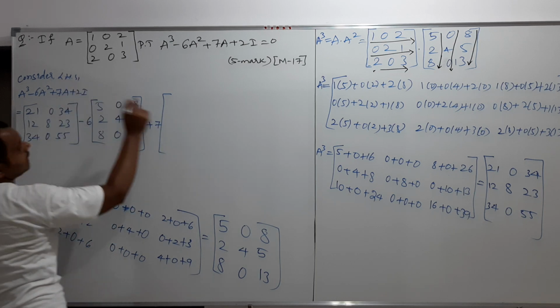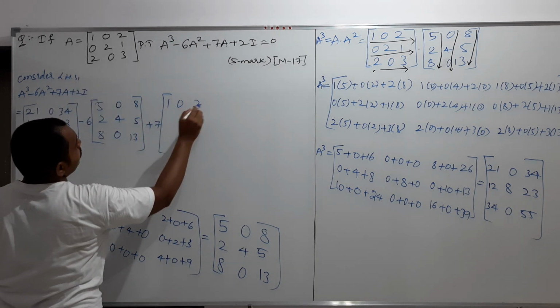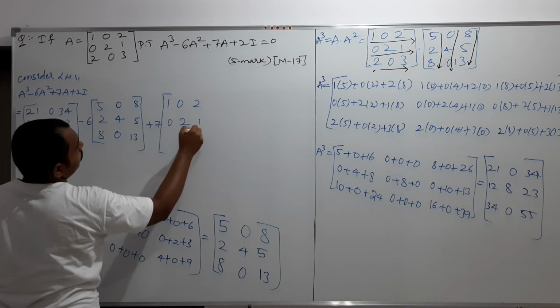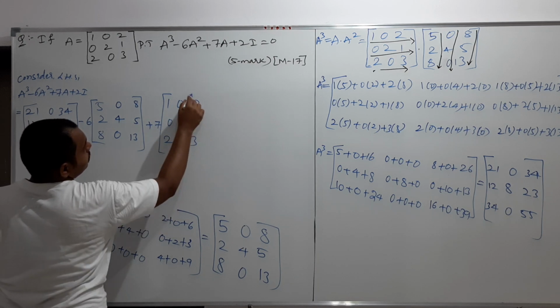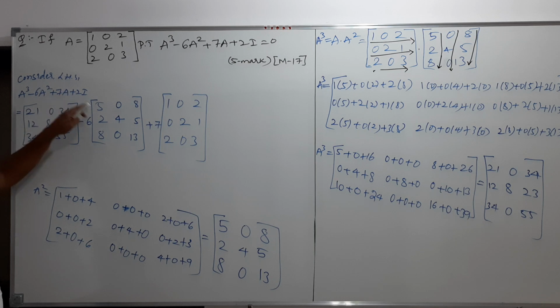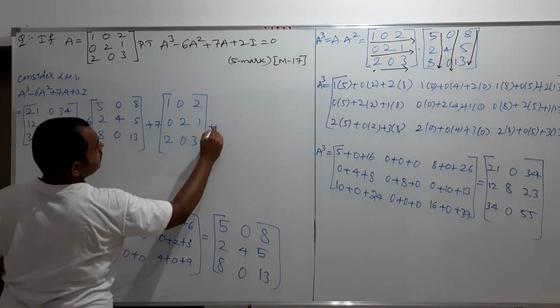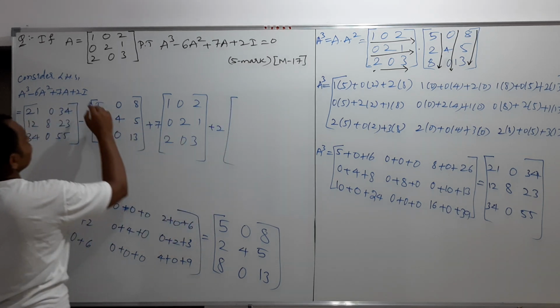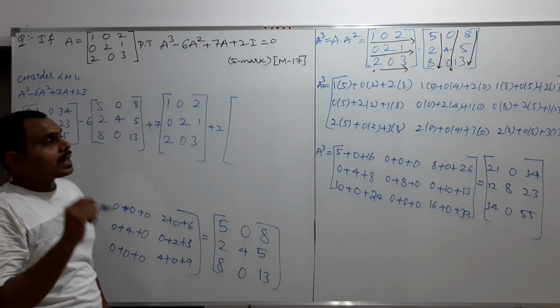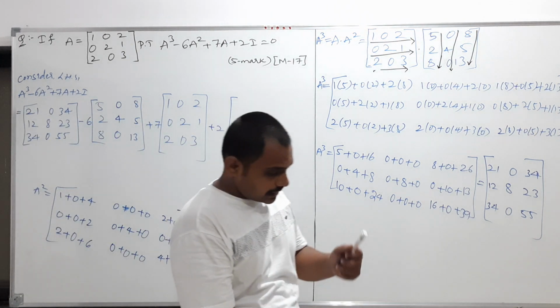What is A? A is 1 0 2, 0 2 1, 2 0 3. This is your A value. Next, plus 2 into my difference. I means I is the identity matrix that we already discussed.